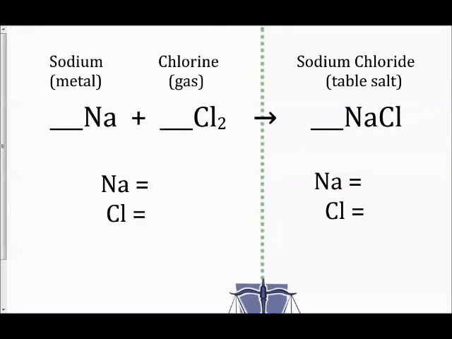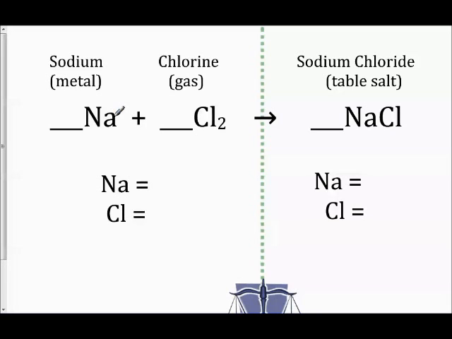All right, flipping over to the back side. Sodium, which is a soft metal, combine it with chlorine, which is a toxic gas, and you put those together and you can make table salt, sodium chloride. So let's go ahead and go for it. Give this one a shot, pause the video, and come back when you're ready to check it.